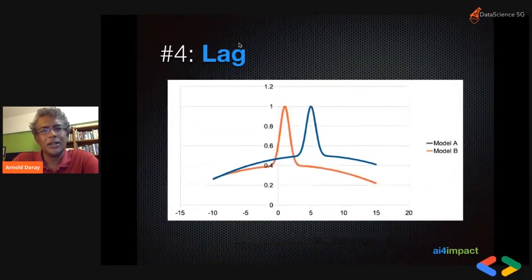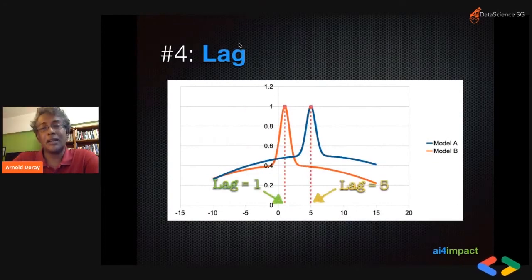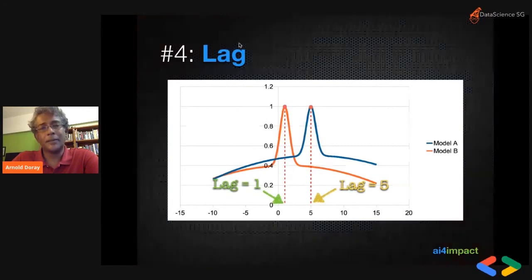So the lag is 5 units: 5 days, 5 minutes, 5 seconds, who knows? And here you've got two models, model A and model B, and obviously the lag for model B is a lot better than model A. So one of the goals in forecasting is not just to look at the RMSE or the errors, but also to look at lag and see whether it can be improved or not.